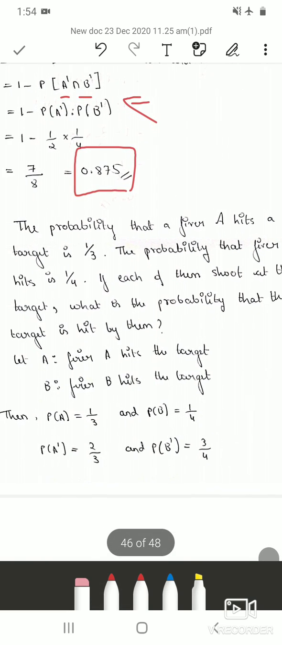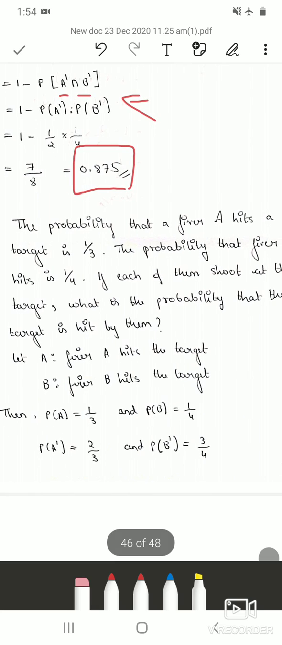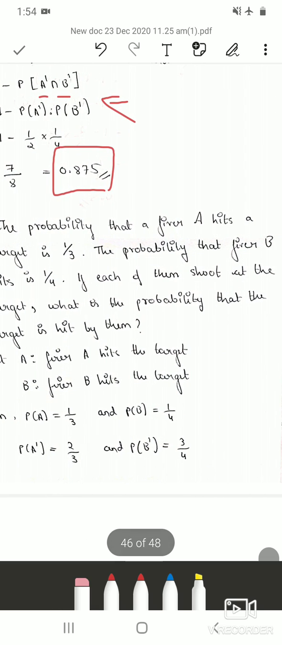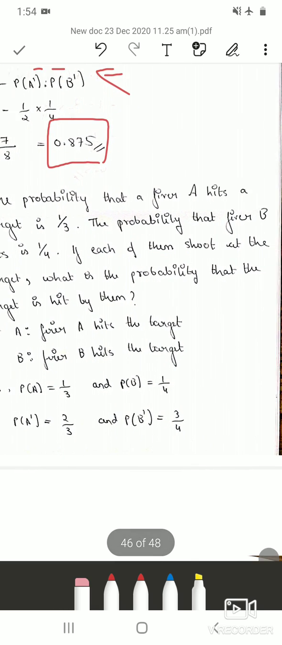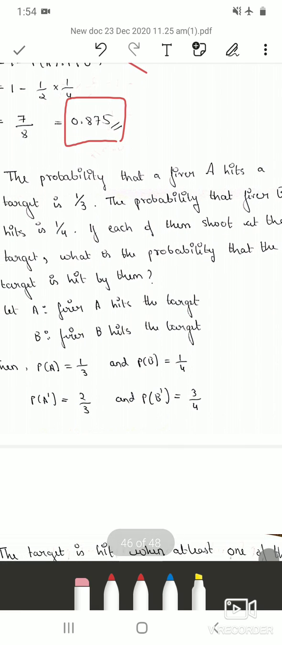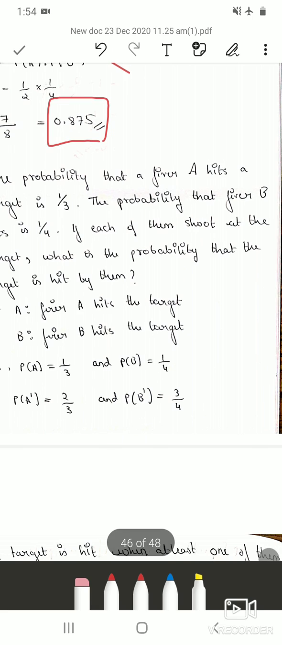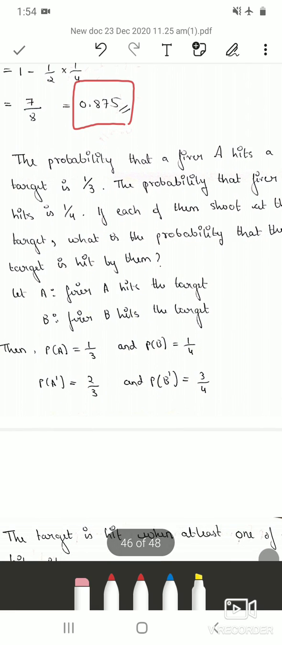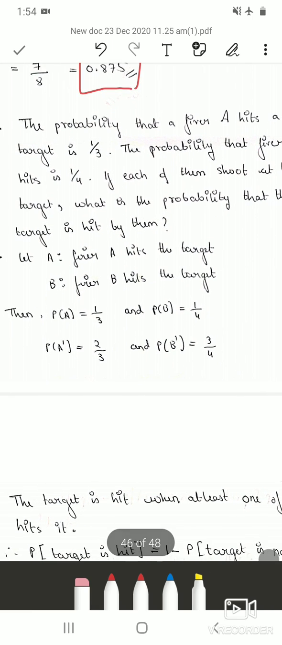So the 29th problem is: the probability that firer A hits a target is 1 by 3. The probability that firer B hits is 1 by 4. If each of them shoots at the target, what is the probability that the target is hit by them?